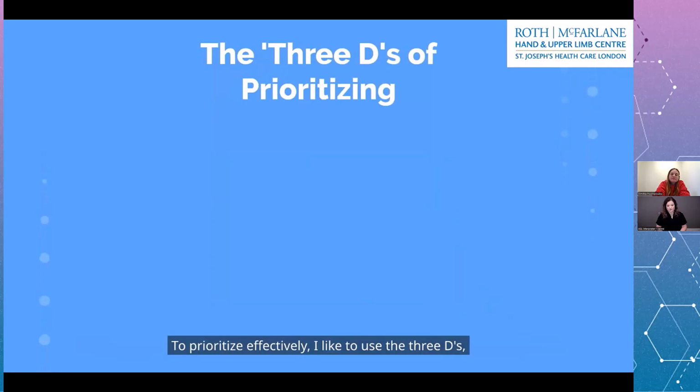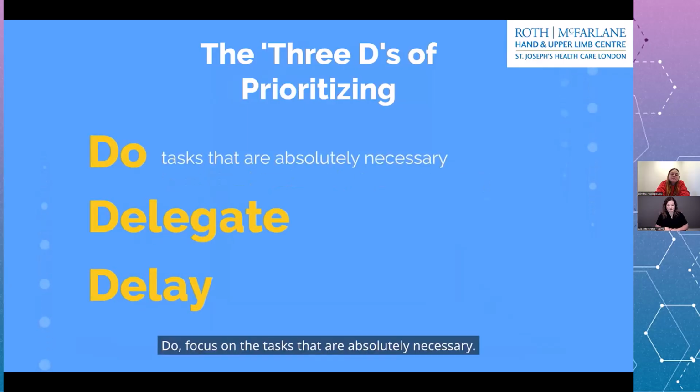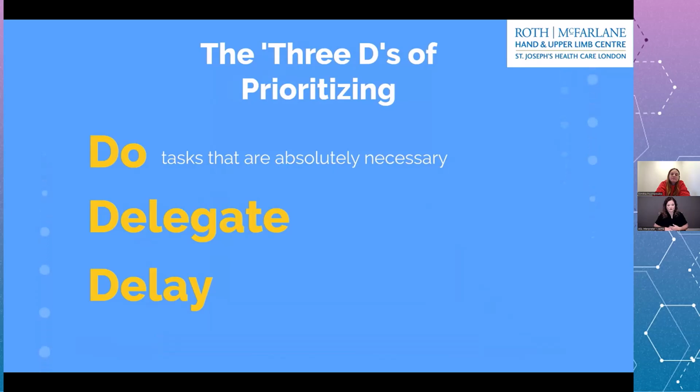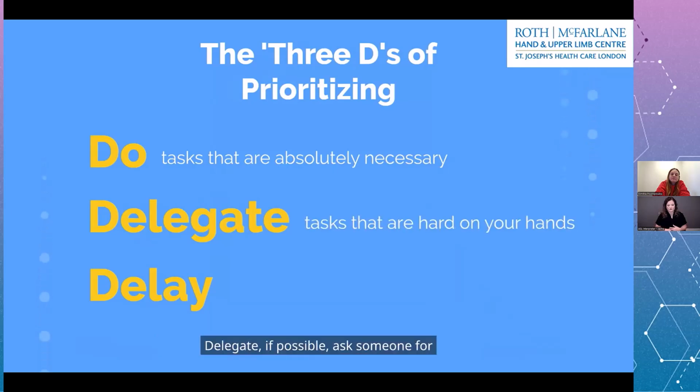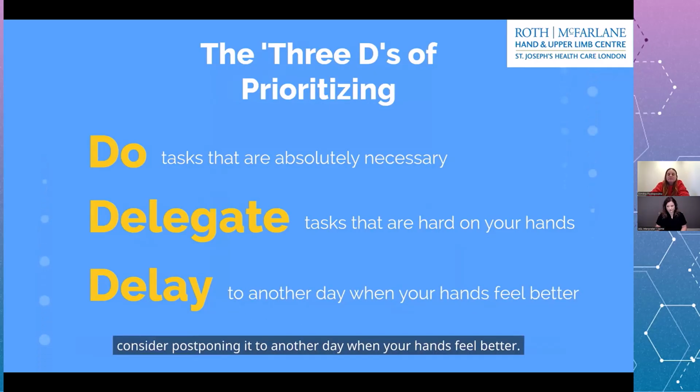To prioritize effectively, I like to use the 3 Ds: do, delegate, and delay. Do, focus on the tasks that are absolutely necessary. Delegate, if possible, ask someone for help with tasks that are hard on your hands. Delay, if a task isn't urgent, consider postponing it to another day when your hands feel better.